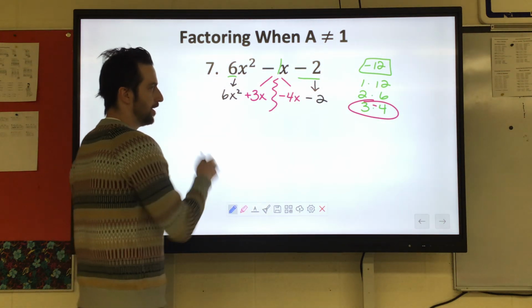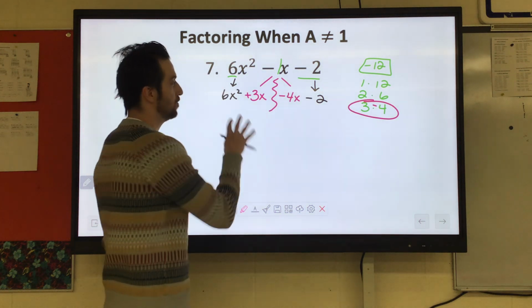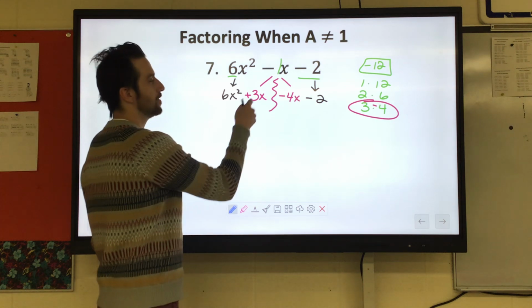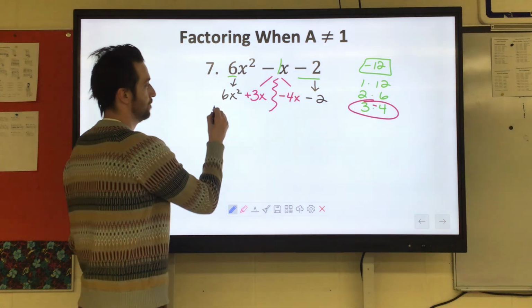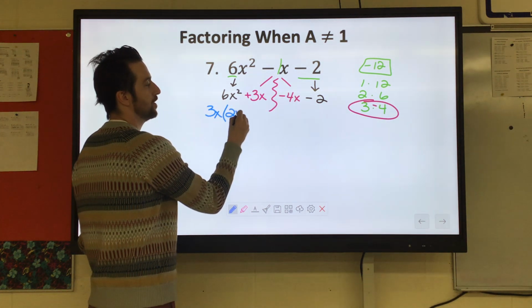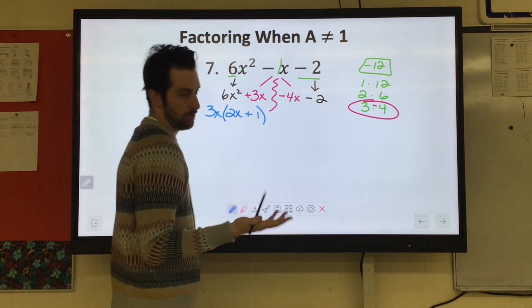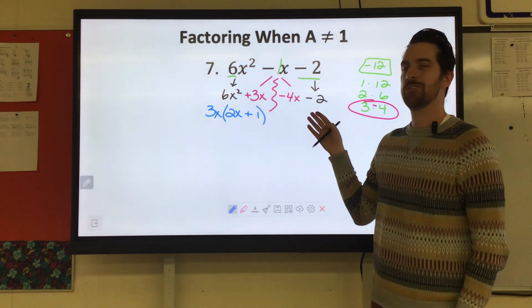Now that we have 4 terms and we can split it half and half, we can factor by grouping. So if you look at the left side, we're going to factor out the greatest common factor. 6x squared and 3x have 3x as a common factor. So 3x times 2x would give us 6x squared, and 3x times positive 1 gives us 3x. Cool.